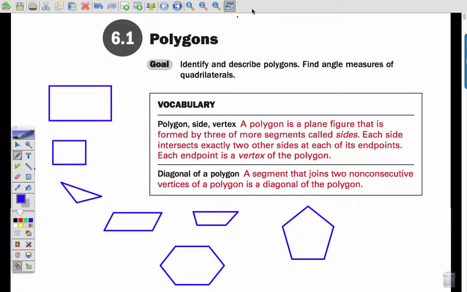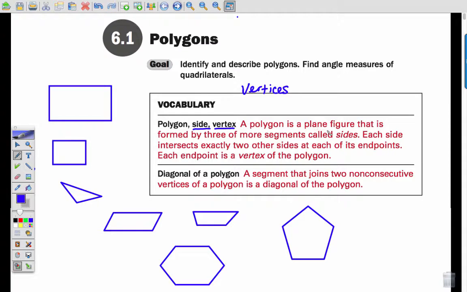Okay, Unit 6.1. In this unit, we're going to learn about polygons. First, we have to understand what is a polygon and what these terms mean, side and vertex. Or sometimes when we use the plural, we say vertices. That's V-E-R-T-I-C-E-S. That's the plural form for vertex.